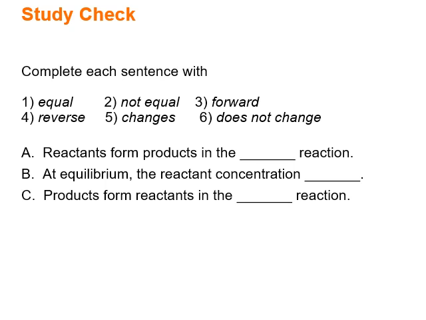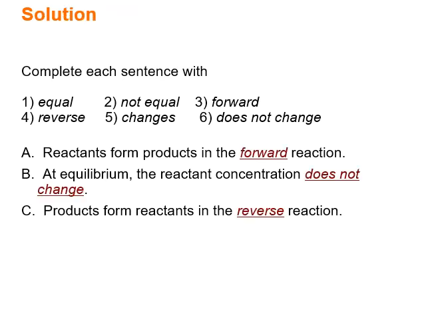So here's a nice study check to kind of wrap this up. Take a few minutes to look this over and see if you can answer it. And let's go ahead and go through this. Reactants form products in the forward reaction, and that's really just a consequence of the way chemical reactions are defined. We call what's on the left the reactants, we call what's on the right the products, and that is defined as a forward reaction.